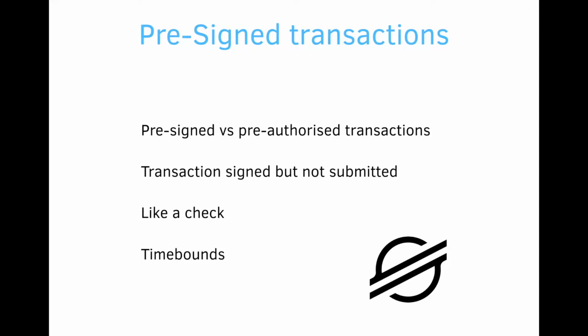So a signed or pre-signed transaction in Stellar is simply just like a check. The difference is that you can add some more constraints on that check, and an important one is that you can create time bounds. So say my transaction will be signed, sure, but it's only going to be valid for a given amount of time or from a given date. So that's what you can do with that.